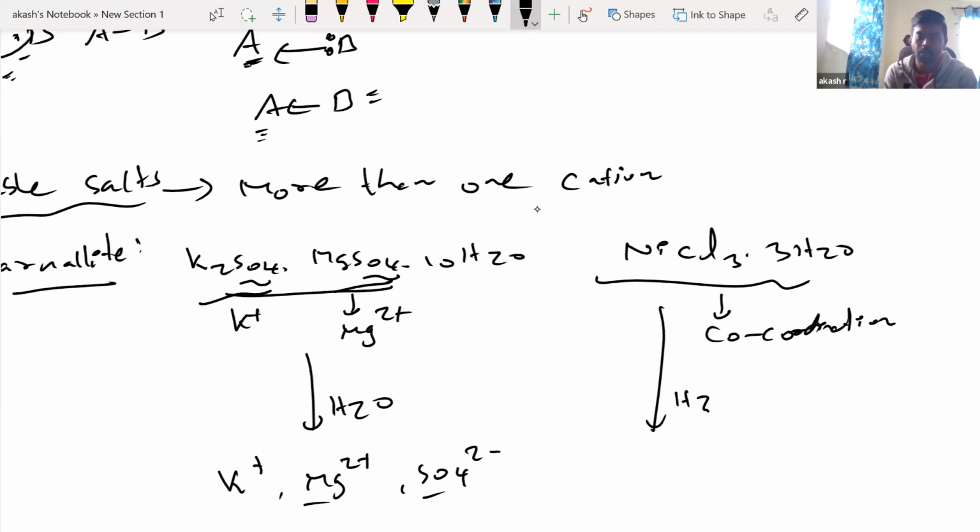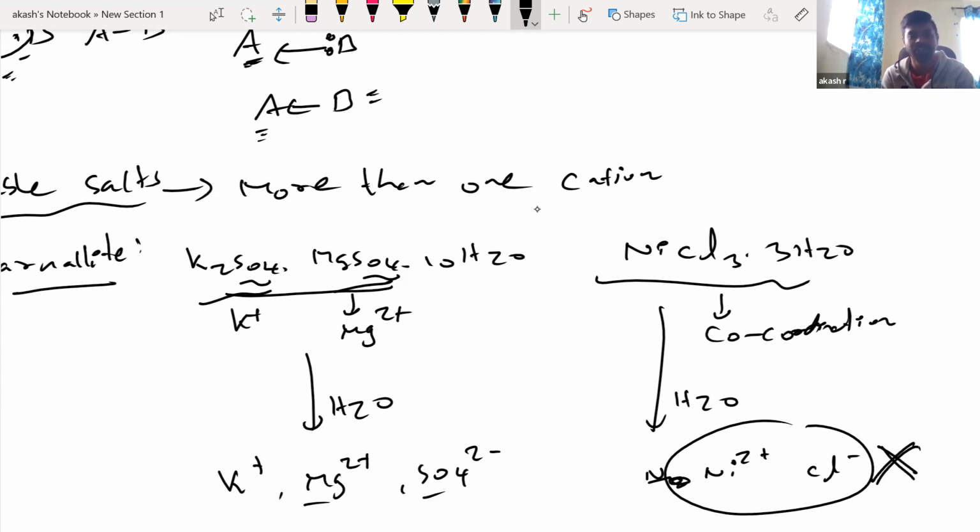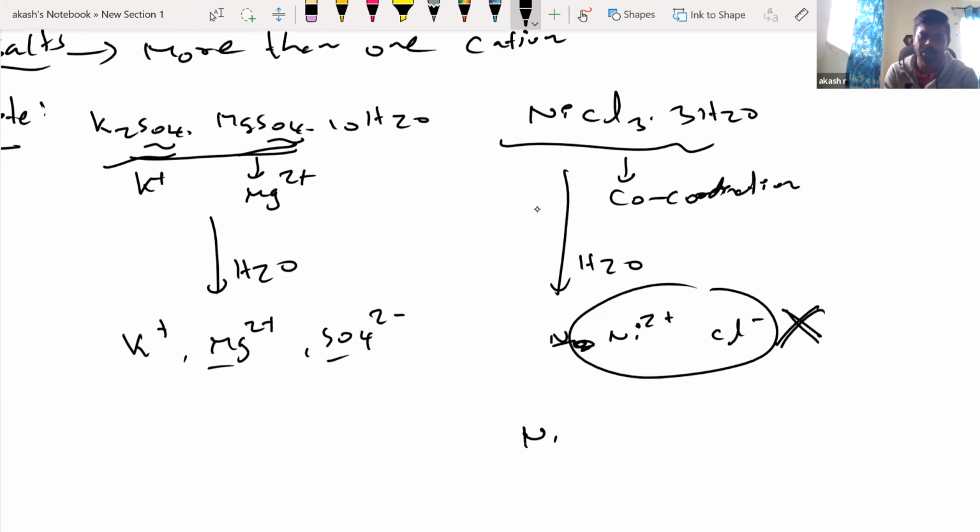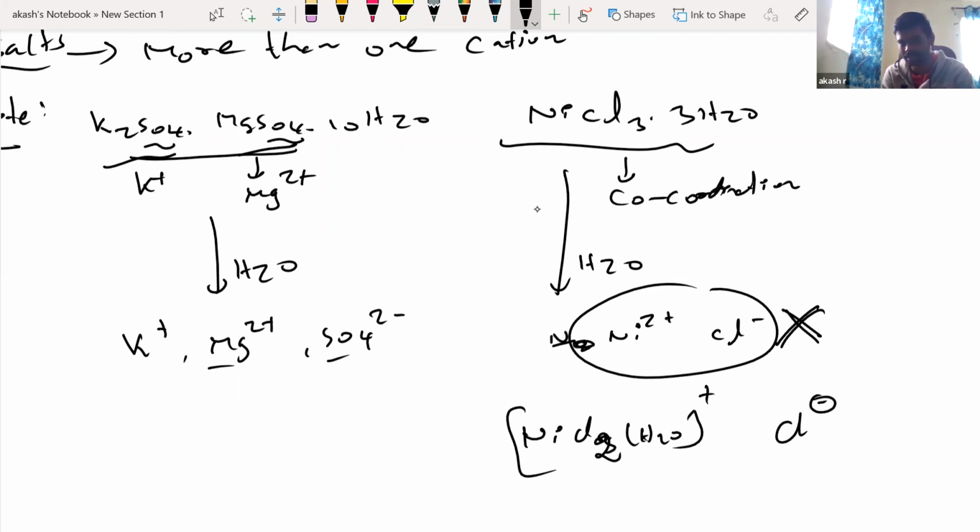But if any coordination compound is dissolved in water, what do we expect? We expect that, for example, some Ni2+ ion can be formed and Cl- ion can be formed. But this was not happening at all. Rather, they were getting some other species like NiCl2(H2O)x with a plus charge, and Cl-. These kind of species were what they were seeing, not Ni2+ and Cl-, which is what we generally expect.